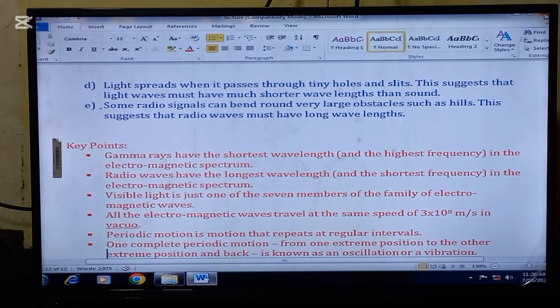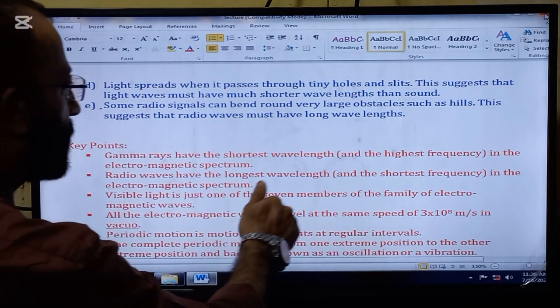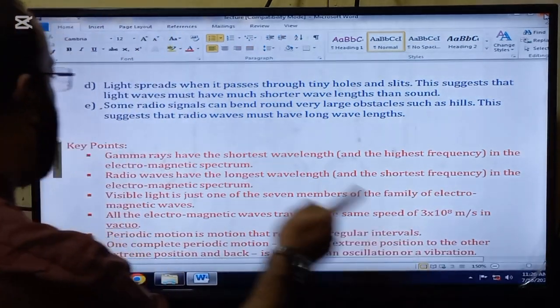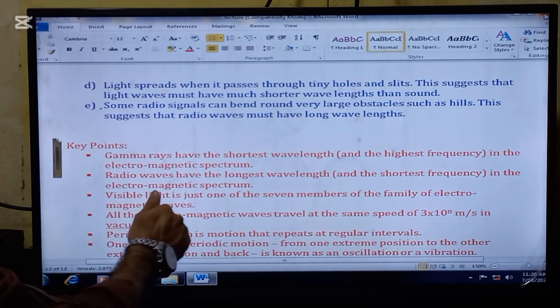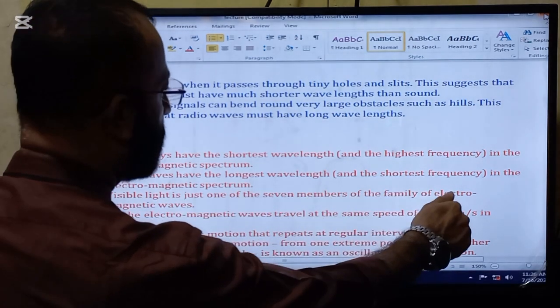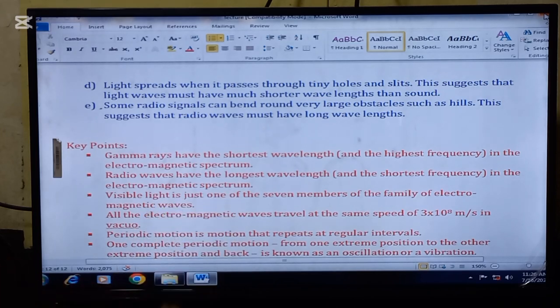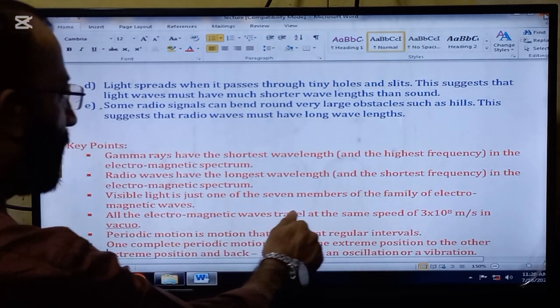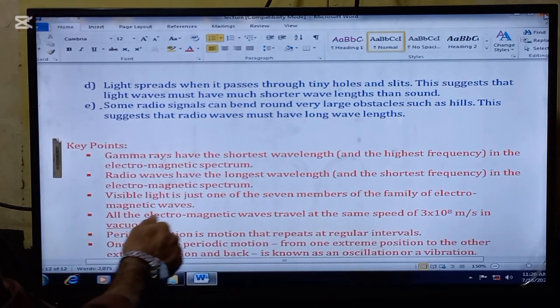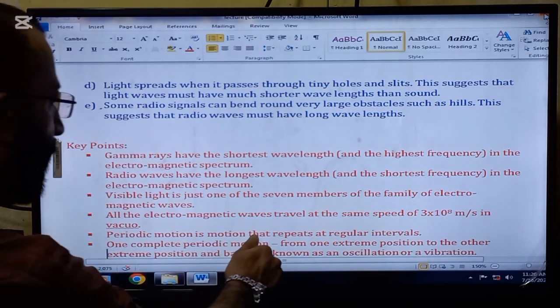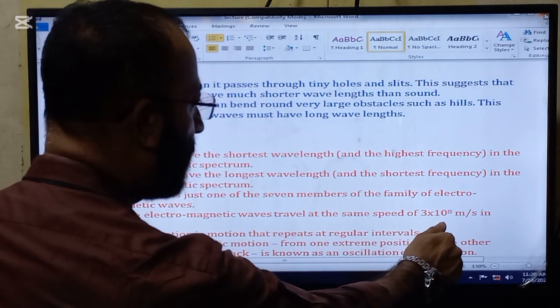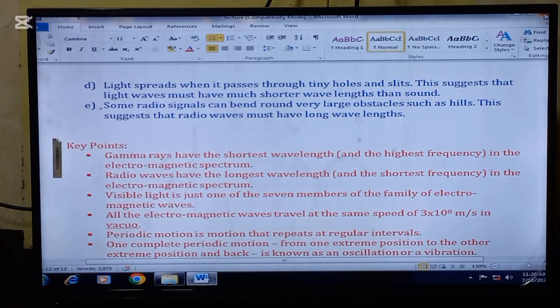And finally, we are going to read some very important points. Gamma rays have the shortest wavelength and the highest frequency in the electromagnetic spectrum, whereas radio waves have the longest wavelength and the lowest frequency in the electromagnetic spectrum. Visible light is just one of the 7 members of the family of electromagnetic waves. All the electromagnetic waves travel at the same speed of 3 × 10^8 meters per second in a vacuum.